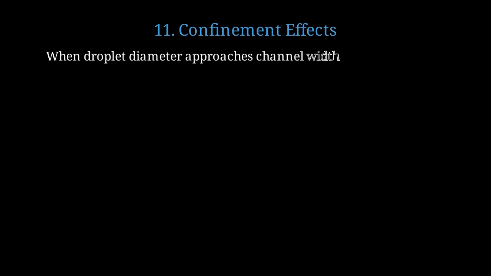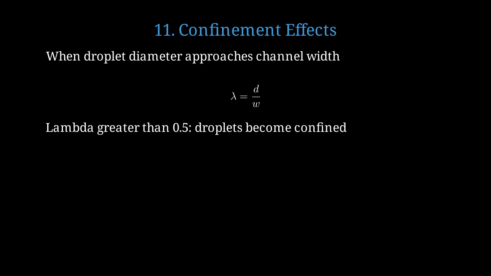Channel confinement plays a crucial role in droplet behavior and organization. When the droplet diameter approaches the channel width, confinement effects become significant. The confinement ratio lambda equals droplet diameter divided by channel width. When lambda exceeds 0.5, droplets become strongly confined by the channel walls. Confined droplets take on elongated plug shapes, filling most of the channel cross-section. Confined droplets move faster than unconfined droplets due to reduced wall friction.